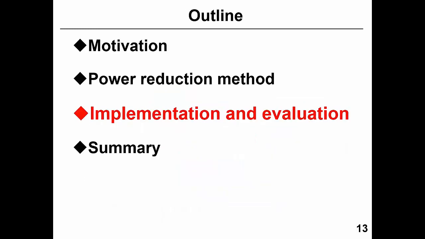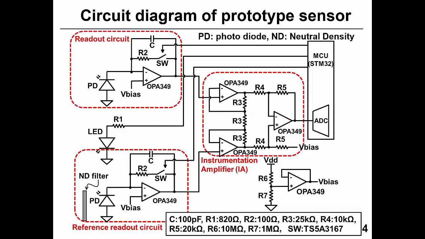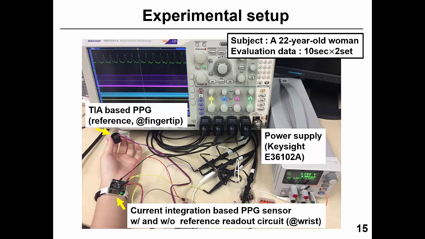Next, I will talk about implementation of the prototype sensor and evaluation of the accuracy and the power consumption. Here, you can see the circuit diagram of the prototype sensor. The proposed circuit consists of photodiodes, ND filter, current integration circuit, instrumentation amplifier, CMOS switches, AD converter, and MCU. This slide shows the experimental setup. Three sensors are compared in this evaluation: TIA-based PPG, and current integration-based proposed PPG with and without the reference circuit. The commercially available TIA-based PPG sensor is used as the reference.